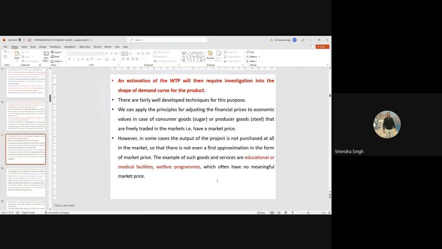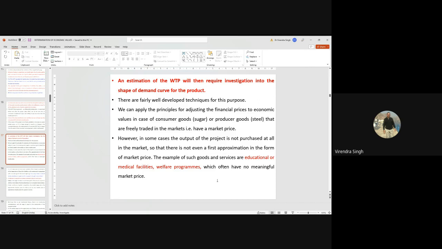So an estimation of willingness to pay will then require investigation into the shape of the demand curve for the product. The shape of the demand curve will reflect the willingness to pay for any good. The estimation of this willingness to pay will require investigation into the shape of the demand curve for the product concerned. There are fairly well-developed techniques for this purpose.